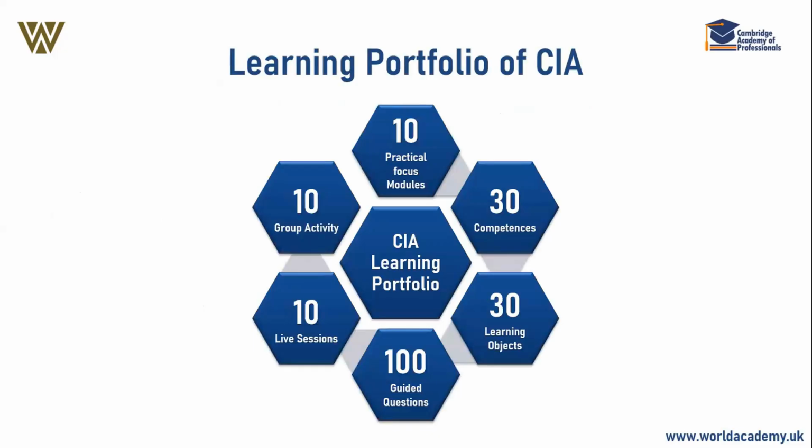What are the learning outcomes or the portfolio of CIA? You will be getting about 10 practical-focused modules in this duration of 4 months. We will cover about 30 competencies, 30 learning objectives, and 100 guided questions will be provided to you. In total, we'll have 10 sessions completing the modules and about 10 group activities to make it a comprehensive learning for this program.